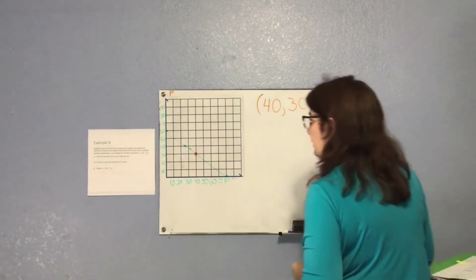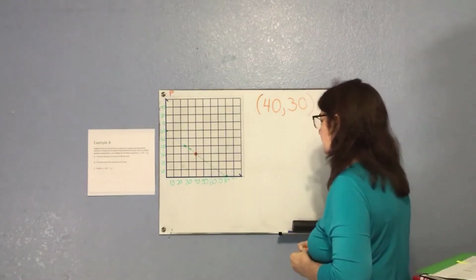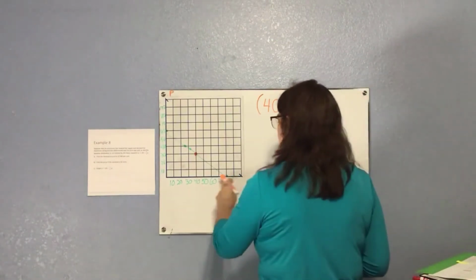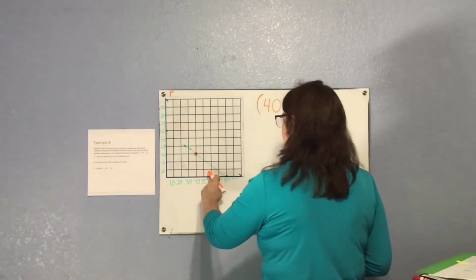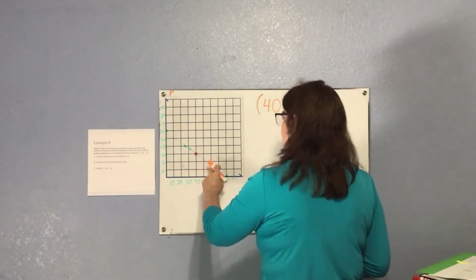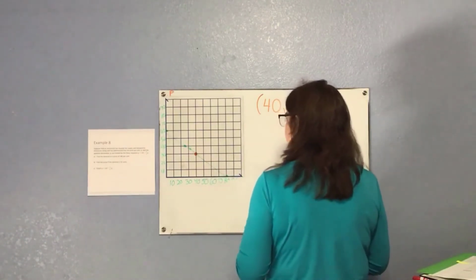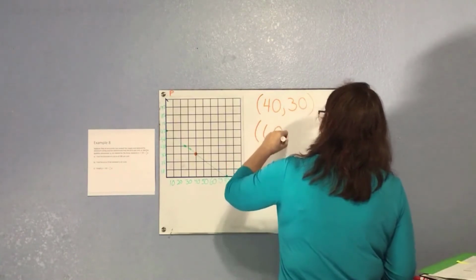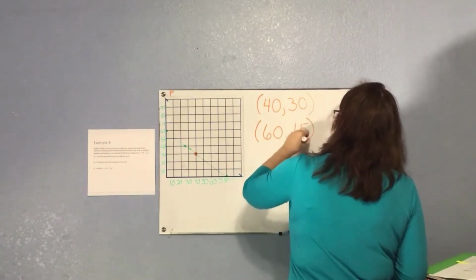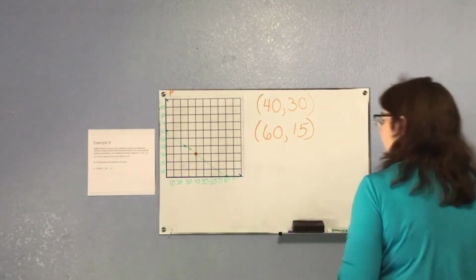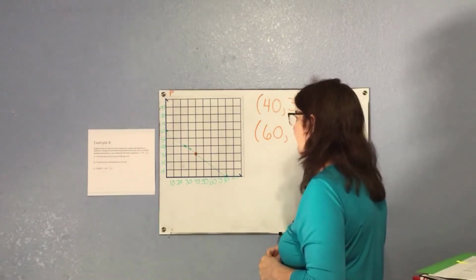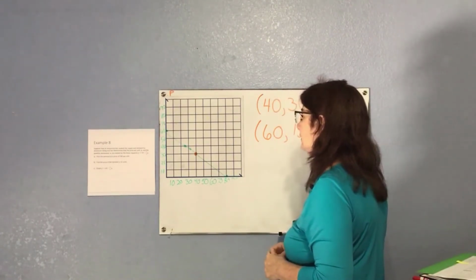The next question says, at what price would 60 units be demanded? So now we're going to go out on the q-axis, and we see at 60 it looks like about 15. So this is another point, 60, 15. Okay, and then finally, what would be the amount demanded at $60?